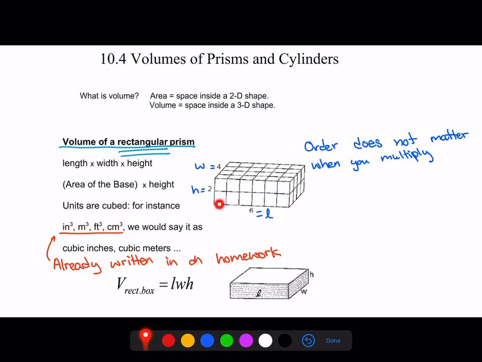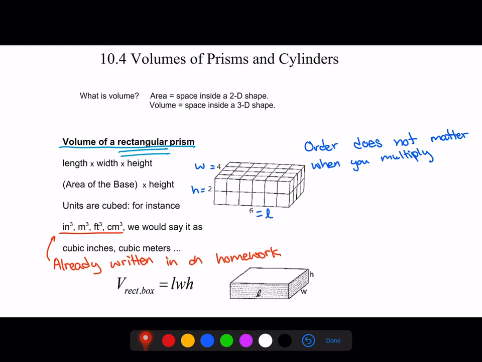Now, with all volume equations, units are cubed. So we'll see inches cubed, meters cubed, feet cubed, centimeters cubed, any units cubed. Those are already written in your homework, so you don't actually need to write those in on the homework, but just know that our units will always be cubed when we're dealing with volume.